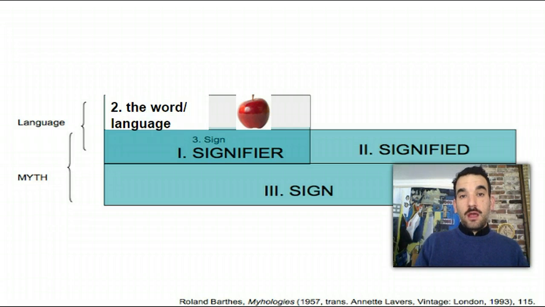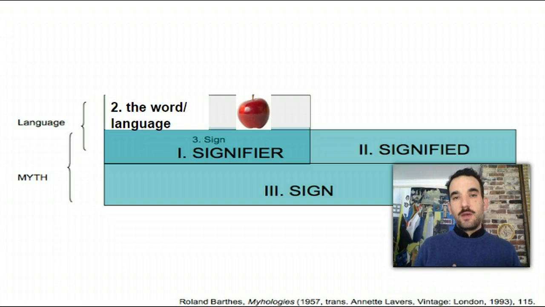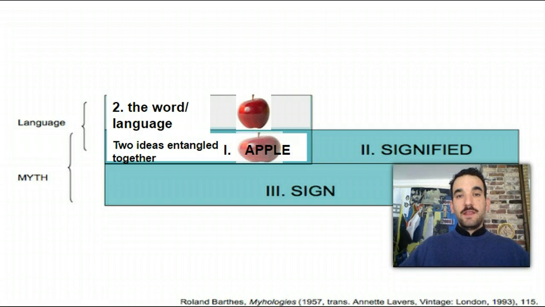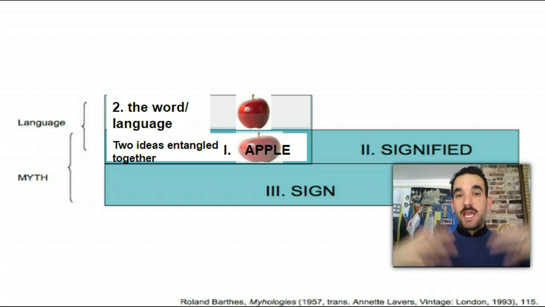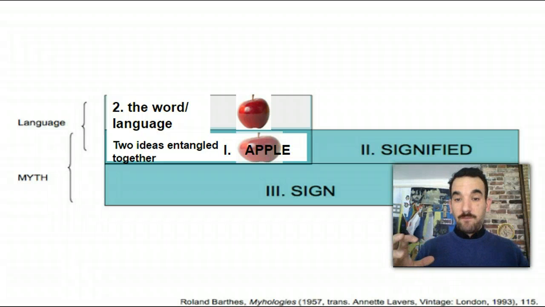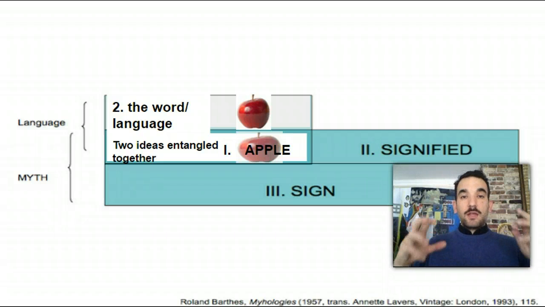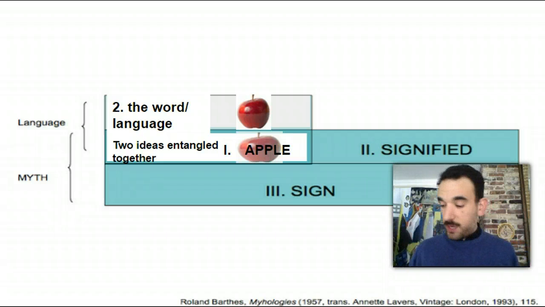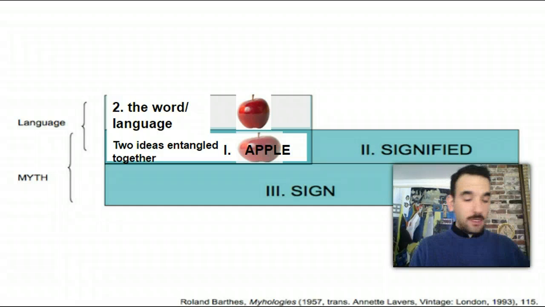And so the signifier is the word of the language that's applied to that object. What happens is these two ideas become embedded or entangled with one another. And we now, as people in the English-speaking world, identify that little red fruit with this five-letter word, A-P-P-L-E, apple. So that's first-level signification. That's how we identify these things as, jar, or in my case, glass, water.